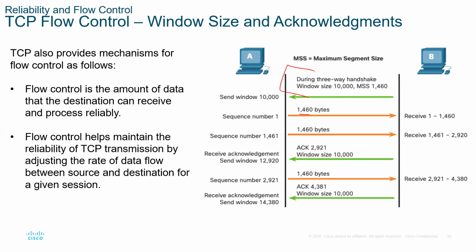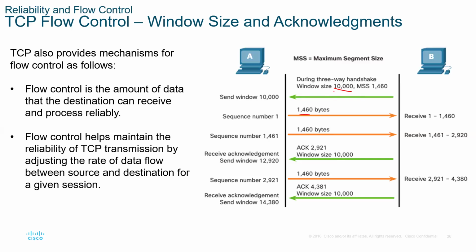SYN, SYN-ACK, ACK, that connection establishment. That's where the receiver sends the information that it can only take in 10,000 bytes at a given time. The sender uses the window size, which is basically a range of bytes the sender is allowed to send without receiving an acknowledgement. So if it's 10,000, it means I can send 10,000 bytes without receiving an acknowledgement.